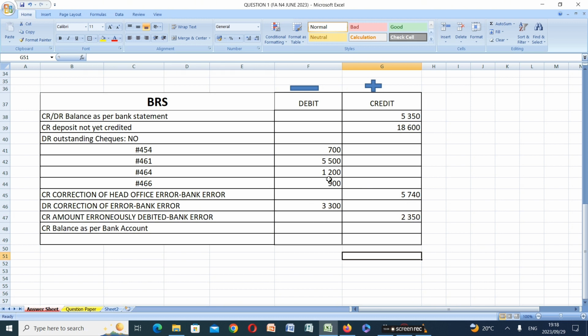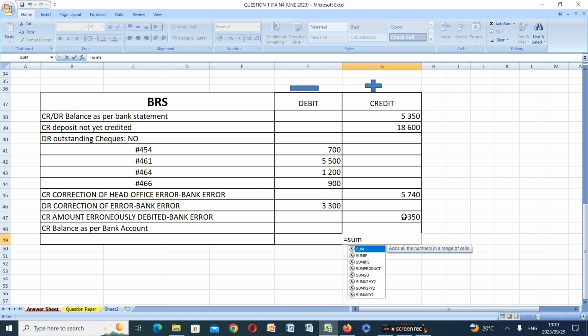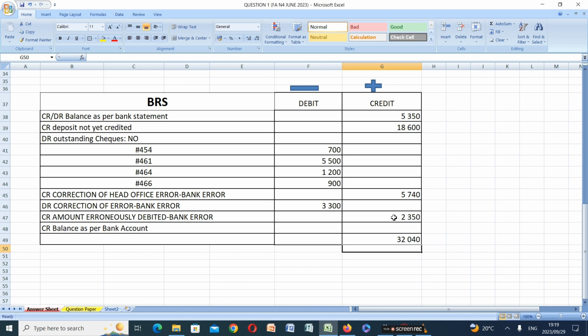Of course, already we can see that on this side we're having our 1,200, 5,000, and on this side we have 18,000, 5,000. So you can tell already that this side is the bigger side. So let's just add everything on this side. So we're going to say equals to sum, and then we add everything on the side. Then we get this amount, 32,040, and we're going to say this minus everything here.